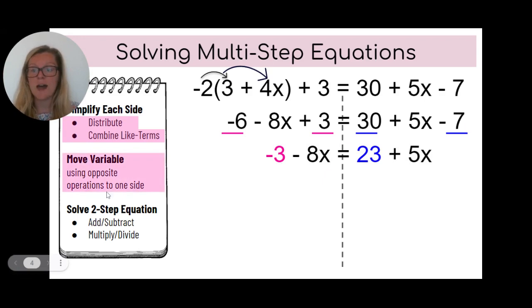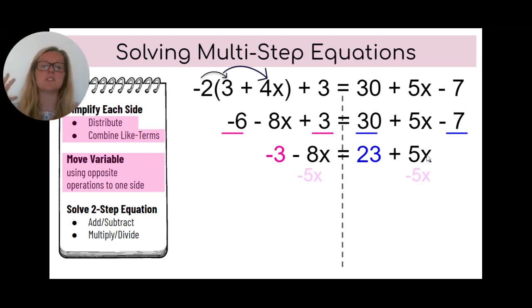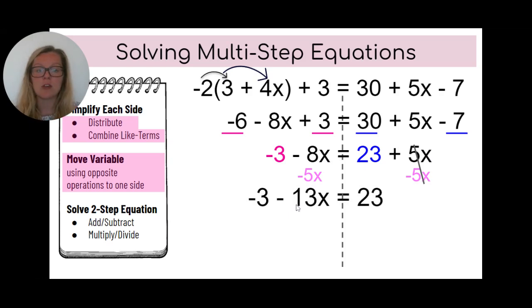Now we're going to go ahead and move the variable, because notice there's an x on the left and an x on the right. I just want them on one side. So this is where we have to think about how do we undo operations. Well, I'm going to try and move this 5x to get it on this other side. So the opposite of plus 5x is to subtract 5x from both sides. Notice on the right, I can cross them out because they will cancel. -8x minus 5x will give me -13x. Done. We have moved our variable to one side.